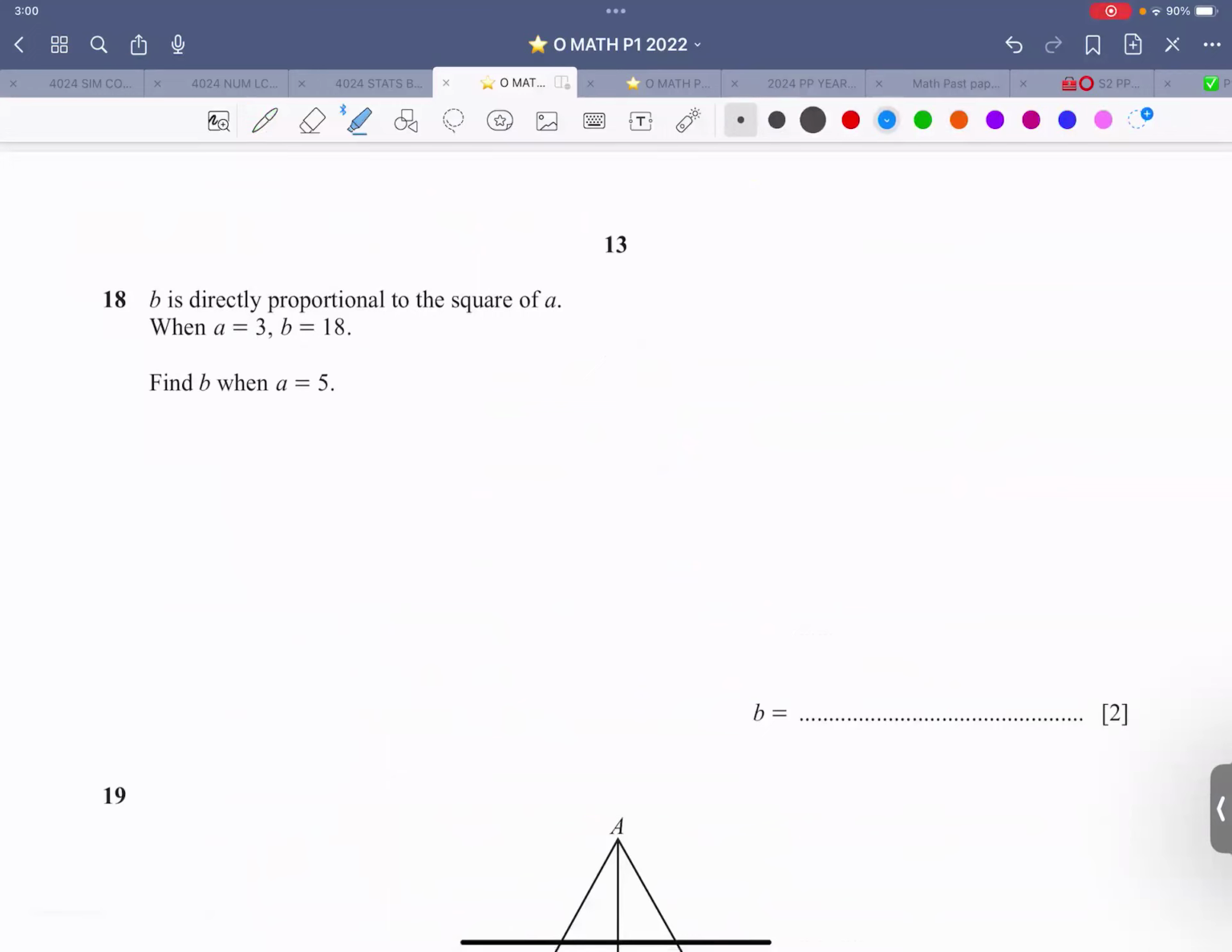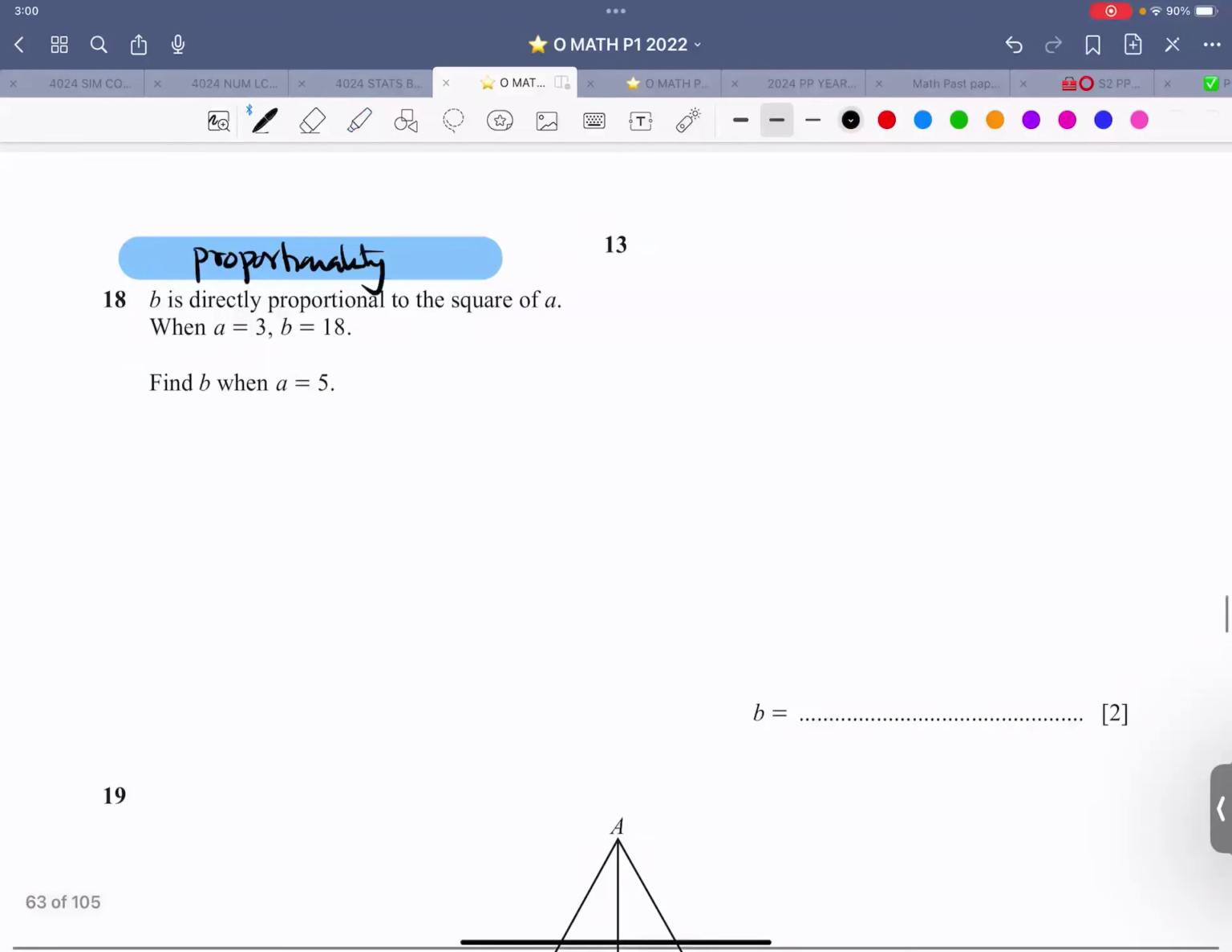Question 18. This is about proportionality. It could be direct, it could be inverse. B is directly proportional to the square root of A. B equals K root A. Now it says when A is 3, B is 18. So 18 equals K times root 3.